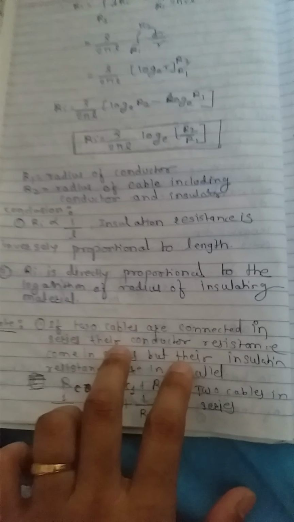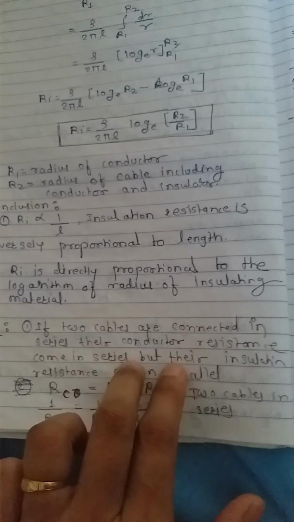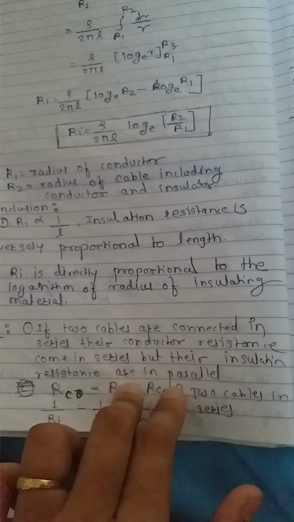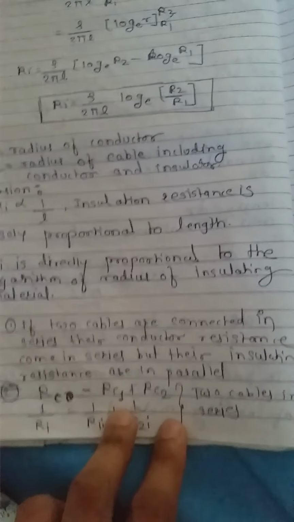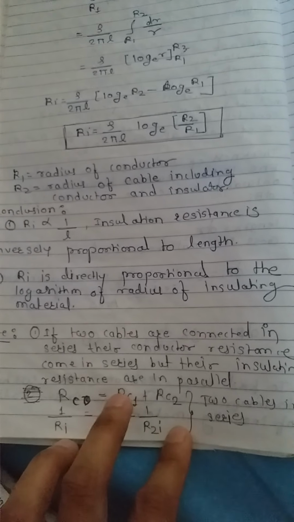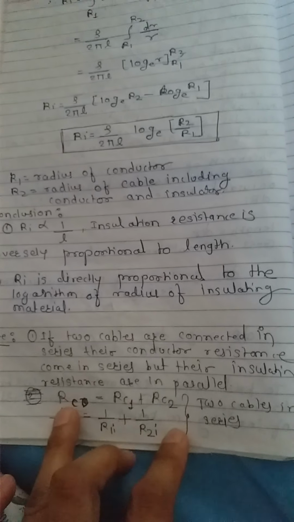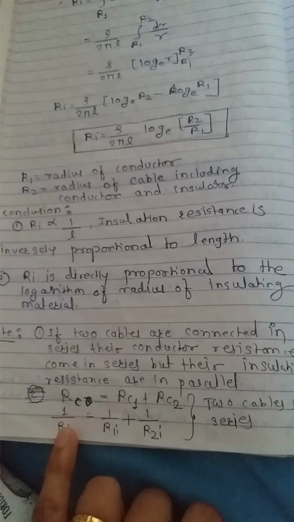Now these are the two notes. If two cables are connected in series, conductor resistances come in series but their insulation resistances are in parallel, correct? Means if two cables are there and the conductor resistances are RC1 and RC2, and these two cables are connected in series, then the total conductor resistance will be RC1 plus RC2, but the insulation resistances will be in parallel, correct? And vice versa. If two cables are connected in parallel, then conductor resistances are in parallel but insulation resistances are in series.